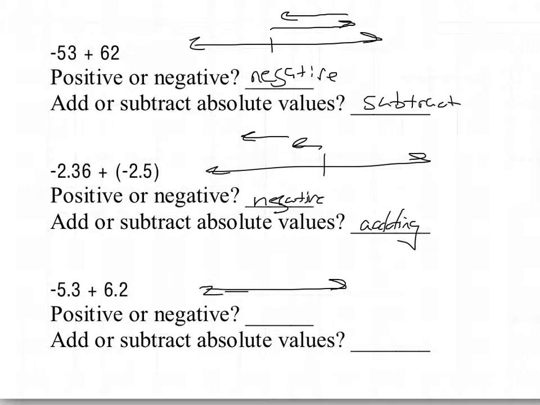And the last one, here we have a positive 6.2. We have 5.3, doesn't get us back, so we're going to stay positive here. But the arrows are cutting into each other, so we're going to subtract.